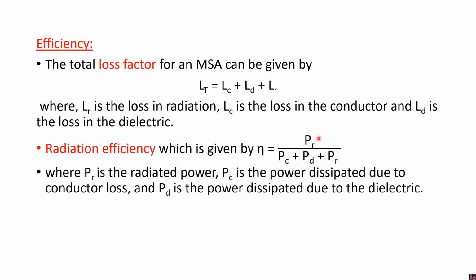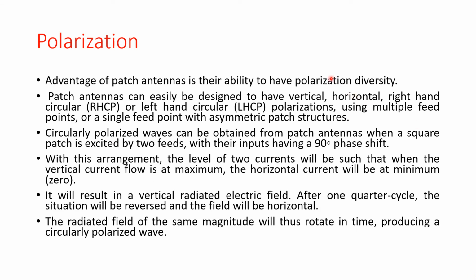Next parameter is efficiency. The total loss factor is given by the equation: total loss is equal to LC plus LD plus LR, where LR is the loss in radiation, LC is the loss in conductor, and LD is the loss in the dielectric. So the radiation efficiency will be equal to the total power radiated divided by PC plus PD plus PR. PR is the radiated power, PC is the power dissipated due to conductor loss, and PD is the power dissipated due to dielectric. Next parameter is polarization.